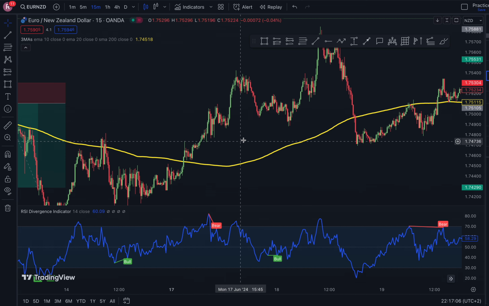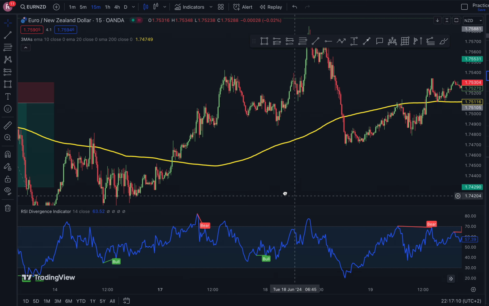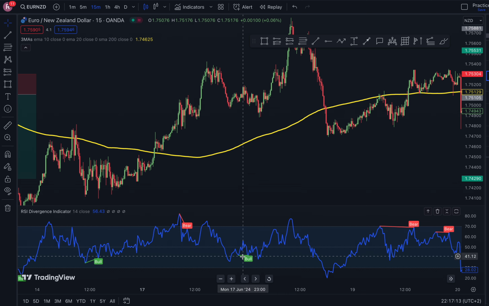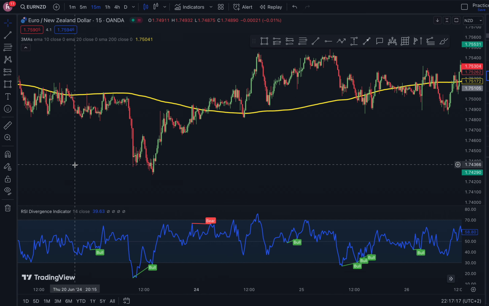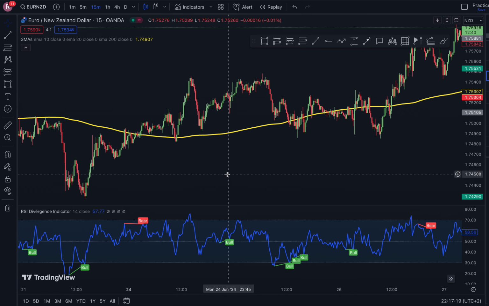So our price is now over our EMA, so we're looking for buys right now. Price is not giving us a nice divergence here, so we're gonna skip that. Let's keep going. Just keep going.